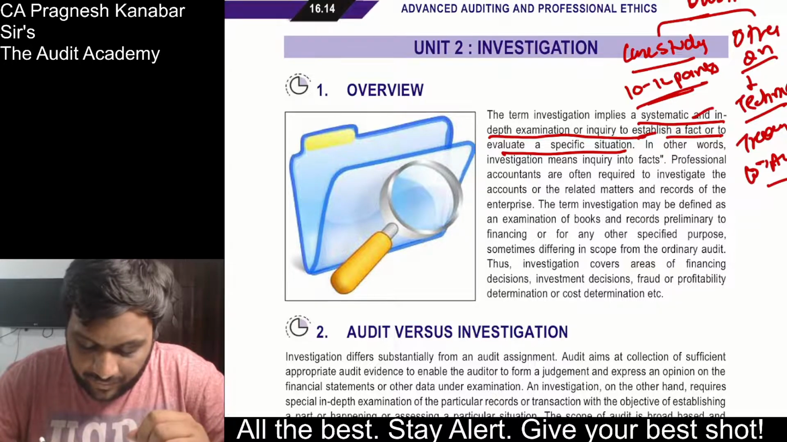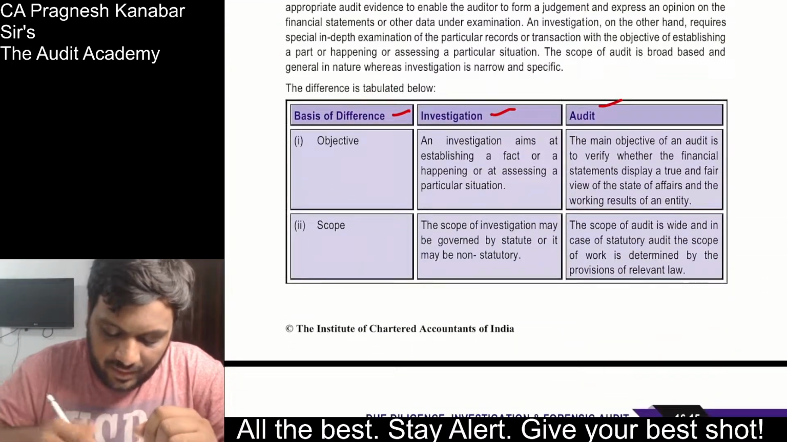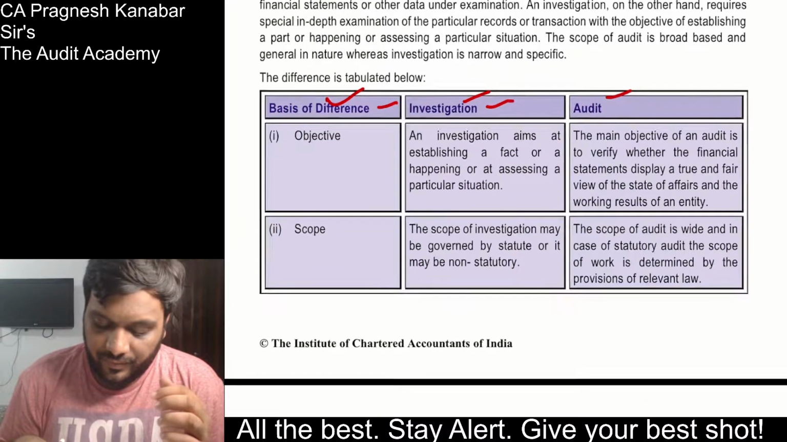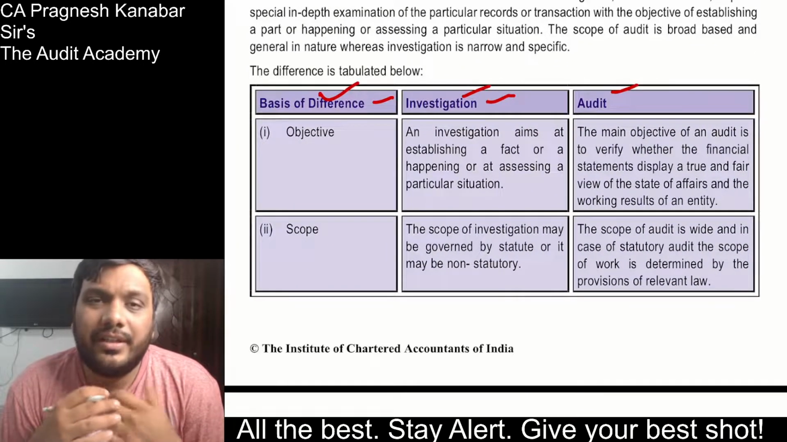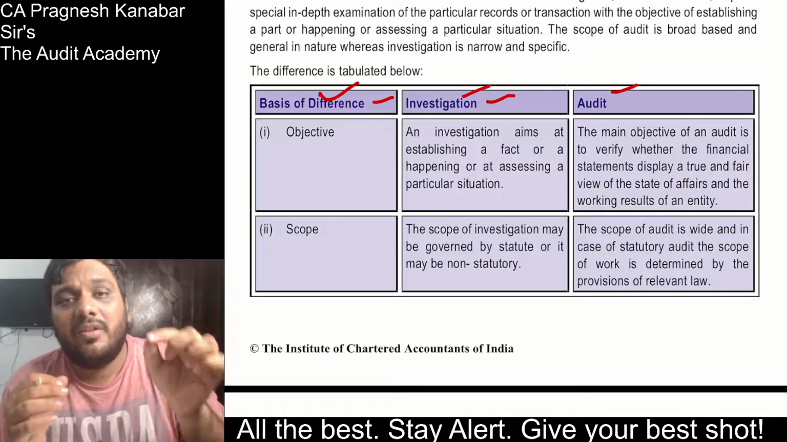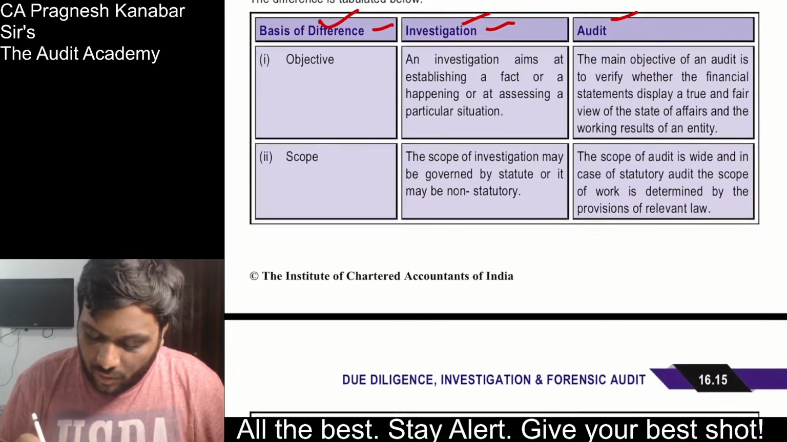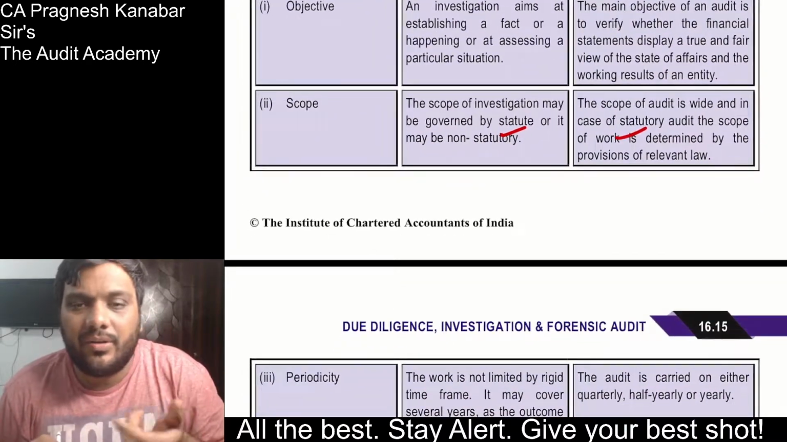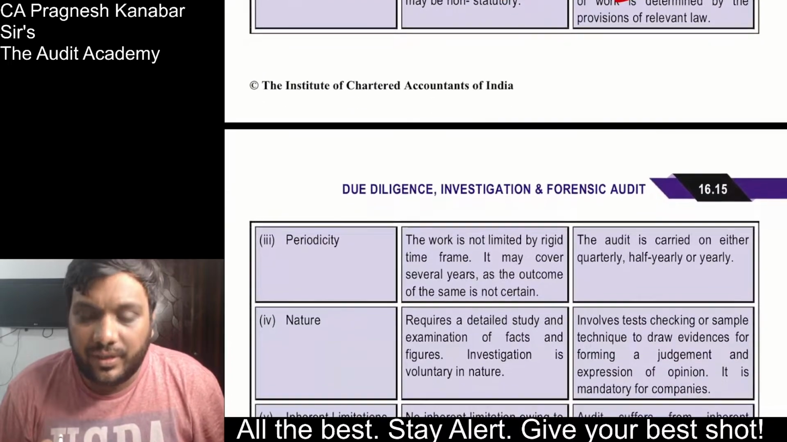So, audit versus investigation, as you see over here, the difference of audit versus investigation. Audit is an independent examination of financial statements. Investigation will be into a specific area. Audit scope will be mandatory. In investigation, the scope could be either statutory or non-statutory. Voluntarily also it can be appointed.